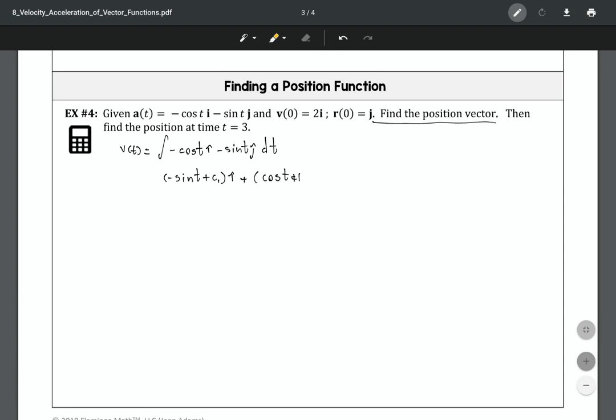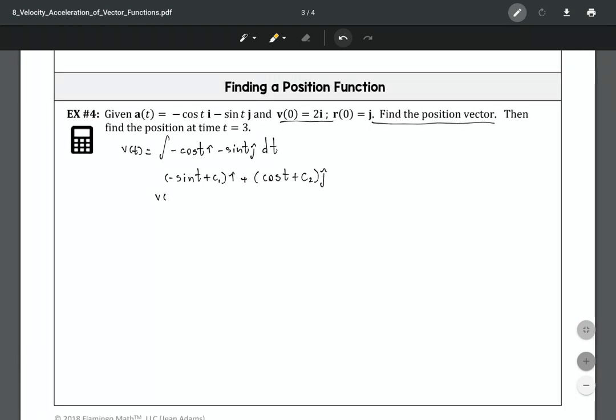I think I jumped the gun on that one. I was looking at my notes. So we're going to call this C2j. All right, notice that now they tell you that V naught is equal to 2i. That's kind of an important deal here because what I just found is V of t. So at V naught, we have 2i. What that means is if I plug in a 0 here, that's going to give me 0. So I have C1 is equal to 2. We're just going to match them up. Okay, so that's that one.